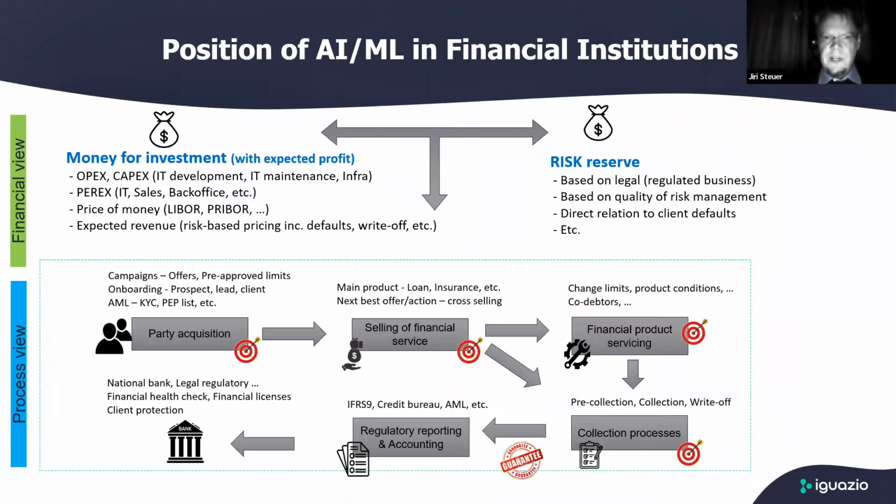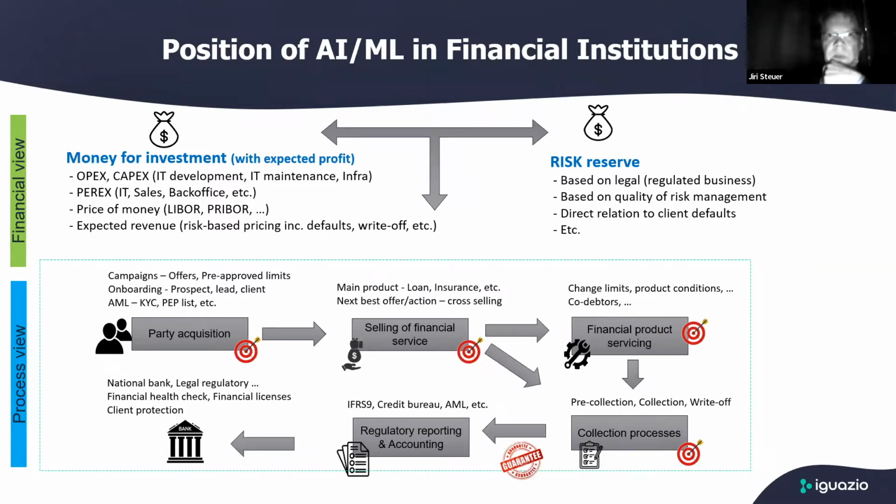Budget for risk reserves covers requirements based on legal and regulatory, quality of risk management, and you can see here direct relation to client defaults. In this financial view, the risk management plays the key role. You can see that the client offers have strong relation to the quality of risk scoring, which defines client interest rate and balances the risk versus possible profit or loss.